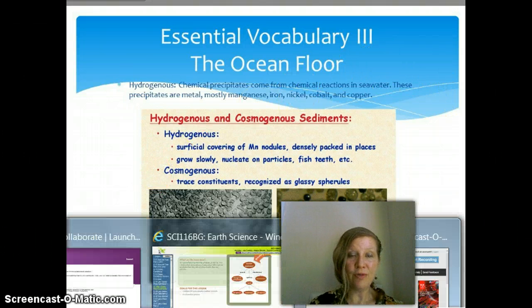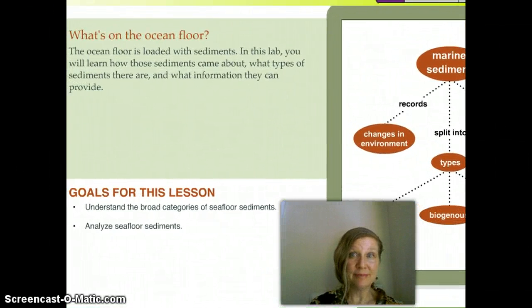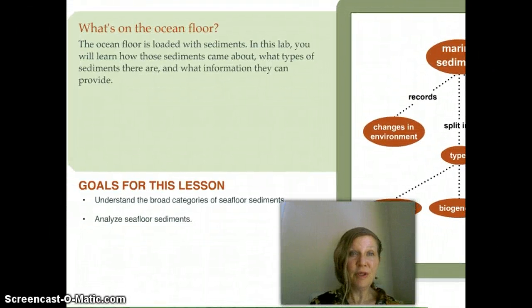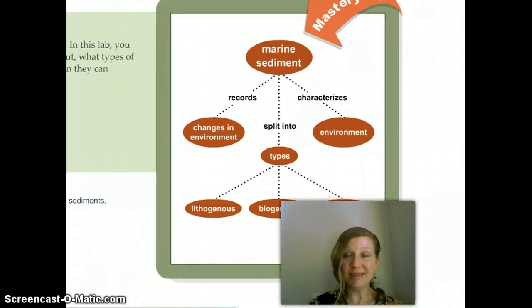Now, the lab itself, we're focusing upon, again, what's the ocean floor, what's on the ocean floor, what's in the ocean floor. What type of sediment is present? You're looking at sedimentation rate. So we know that the ocean floor is loaded with the types of sediments that we just discussed. And in this lab, you're going to talk about where these sediments came from, what types of sediments there are, and what information they can provide to scientists. And you're going to record this information and look at sedimentation rates.